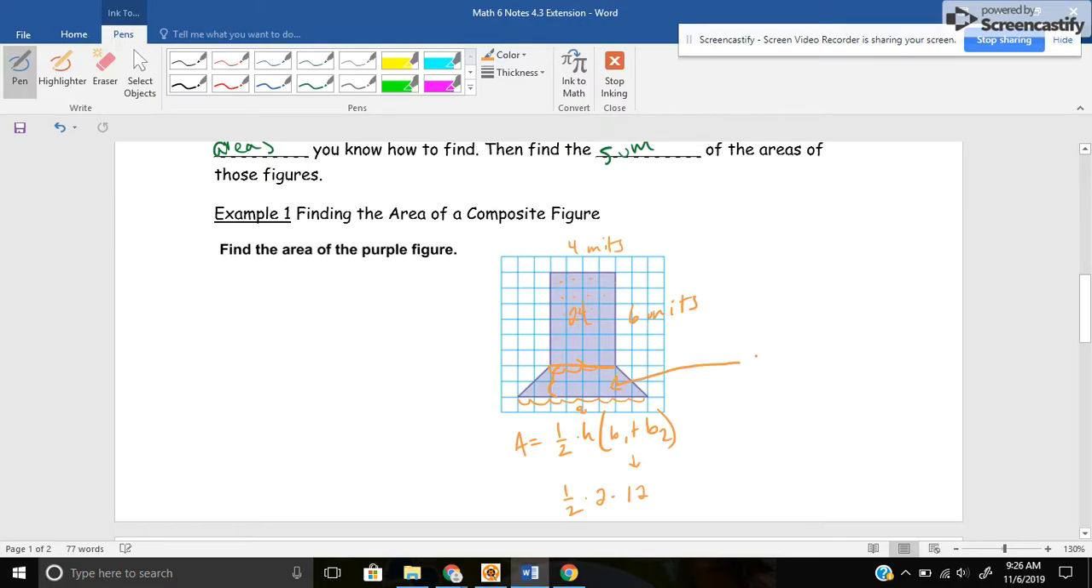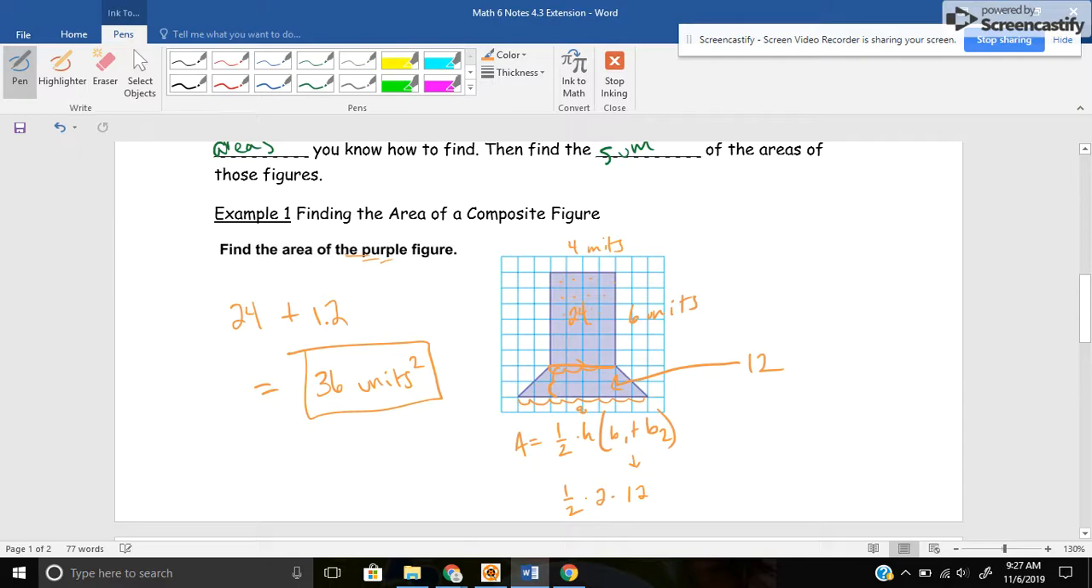So to find the entire area of the purple figure, I would take my top half, my rectangle, which was 24 units, and add the bottom half, my trapezoid, which was 12, to come up with a total of 36 square units. Okay.